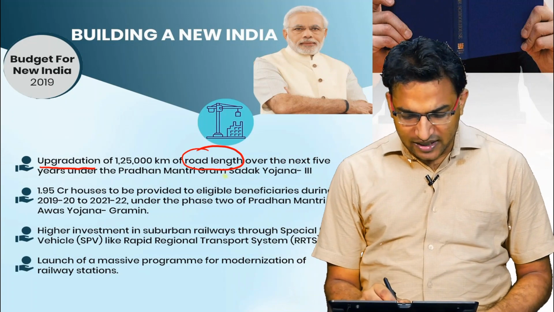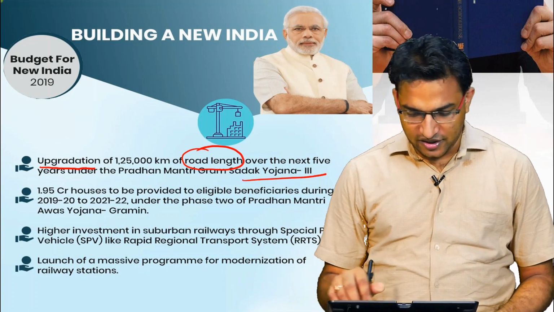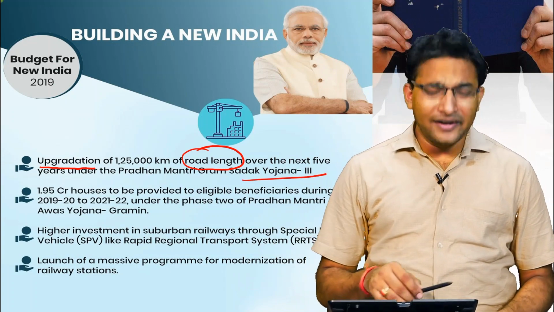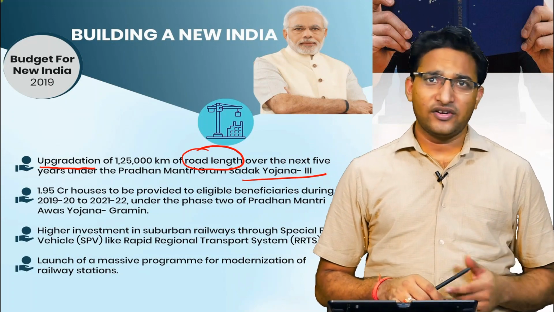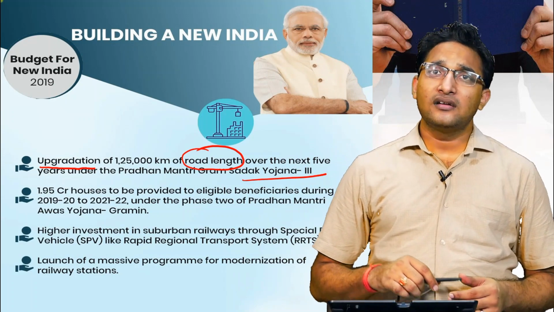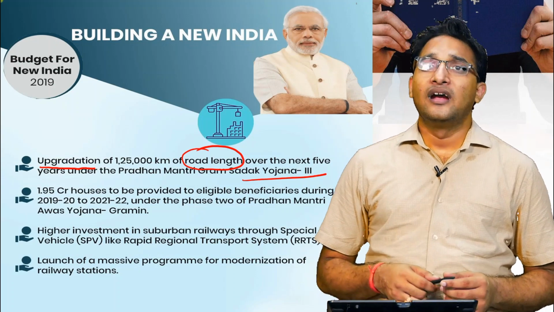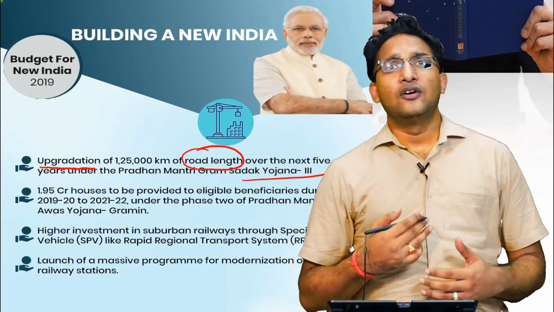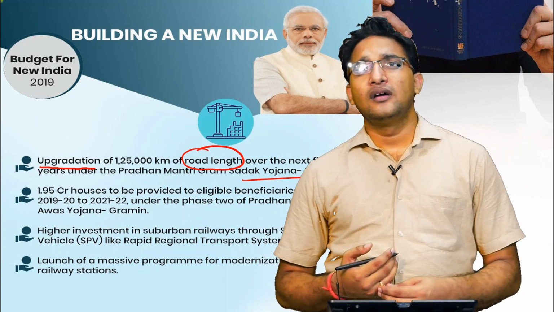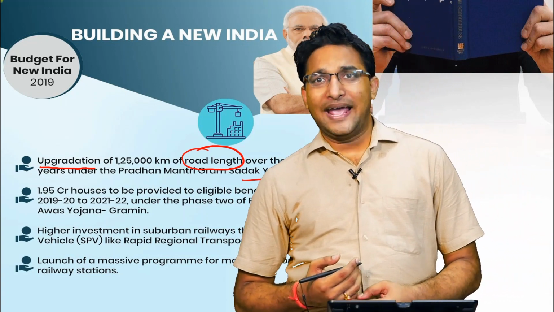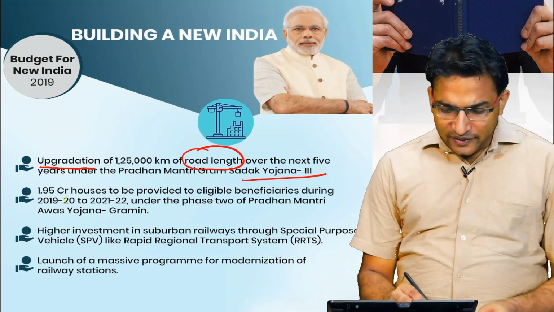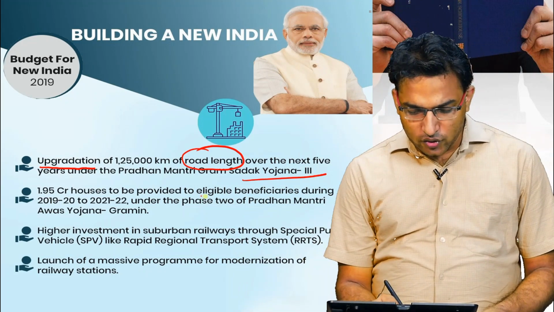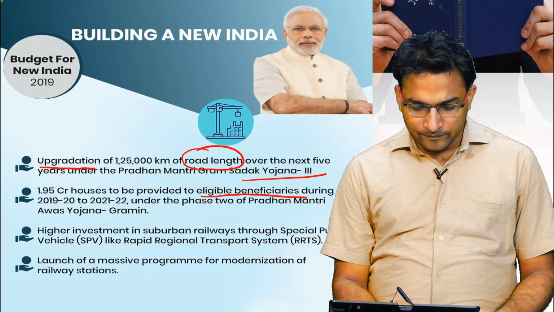And this will be under the Pradhan Mantri Gram Sadak Yojana part 3. So friends, upgradation is not equal to maintenance. Maintenance is a different thing. Upgradation is that we are taking the road to the next level. If it is a kacha road, then we are making it a pakka road. If it is a pakka road, then we are making it further strong, maybe cemented or the black road. 1.95 crore houses to be provided to the eligible beneficiaries, that we have already seen.